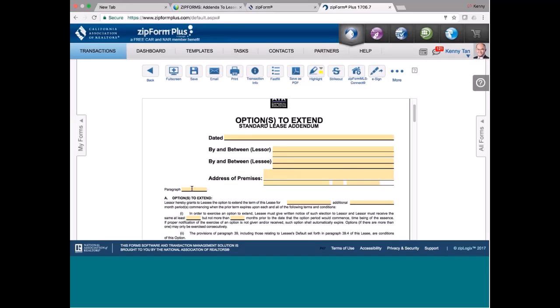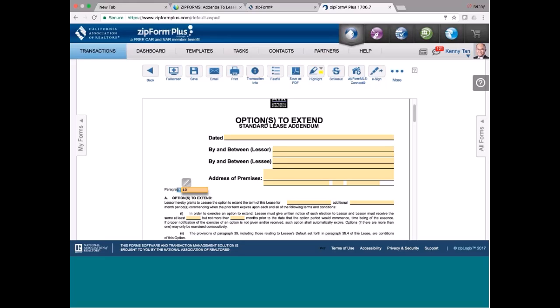Now, paragraph number. Let me talk to you a little bit about paragraph numbers. You do not reuse paragraph numbers. Once a paragraph number has been used in the standard lease, if you want to add a new paragraph, you always start with the next paragraph number that follows the last paragraph number on the lease. If the last paragraph number on the lease is number 39, and this is the next paragraph, you put 40 here, because you do not repeat paragraph numbers.